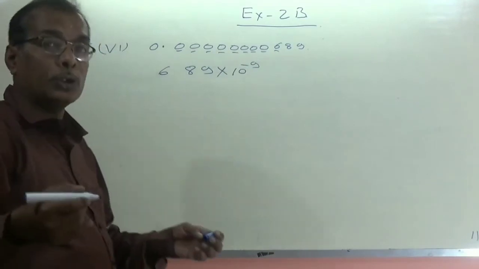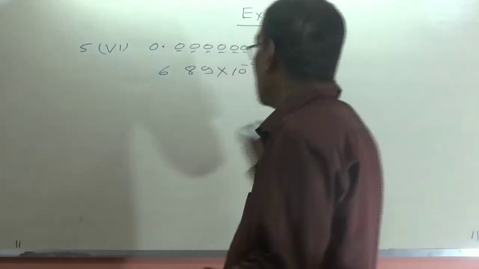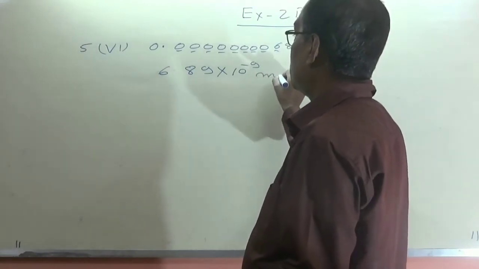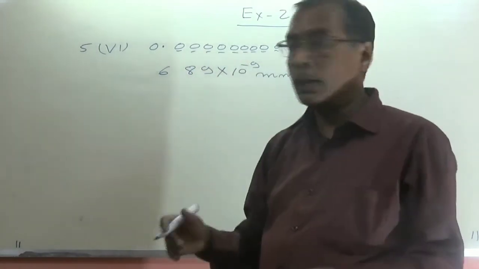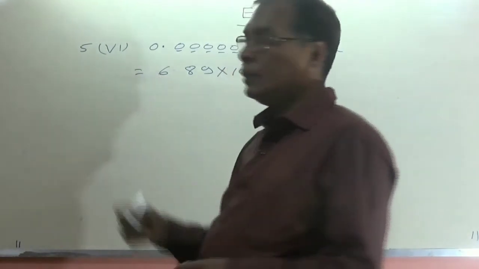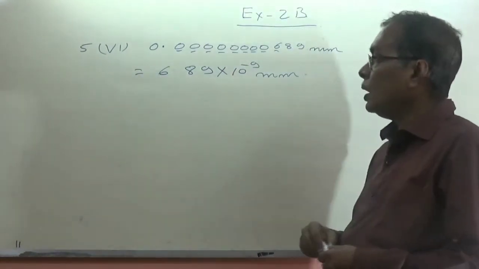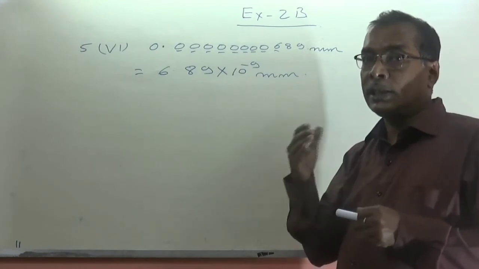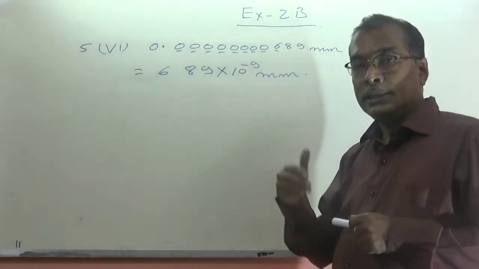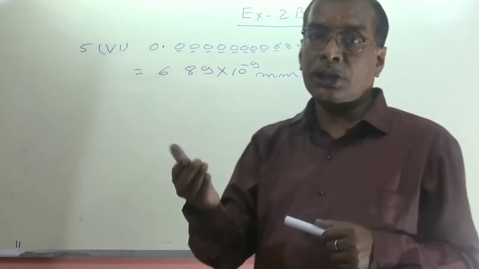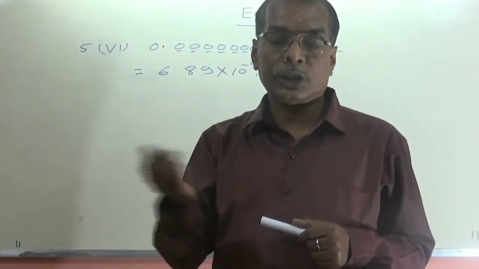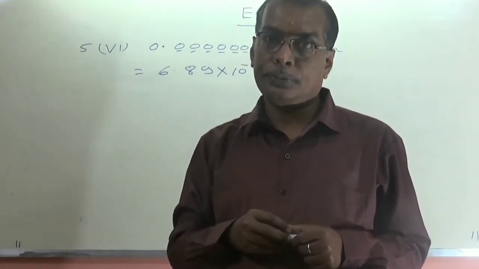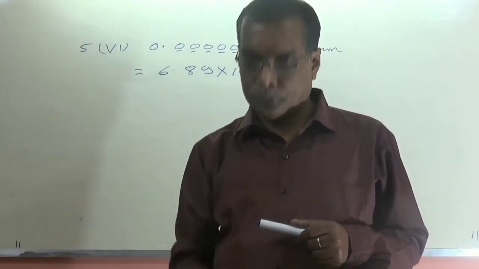Suppose the length of the coronavirus is this many millimeters. So in that case it is 6.89 into 10 to the power minus 9 millimeter. I think quite easily you can learn it. So this is the requirement that the number should be changed into standard form, that it will help us for taking the calculations or learning the number.